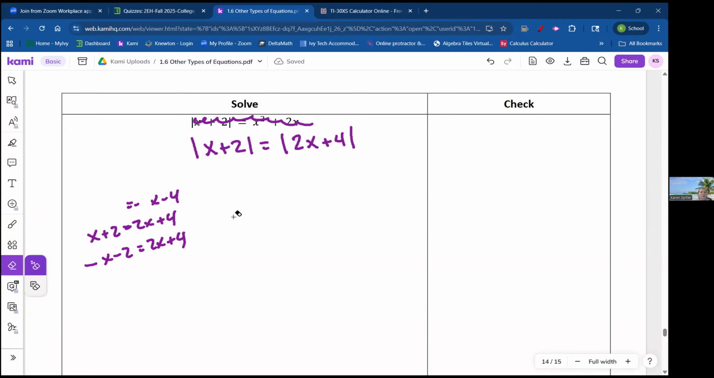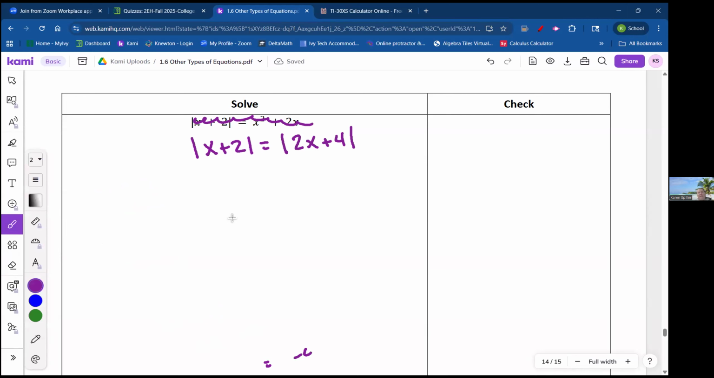So your job is to just pick one of the absolute values to stay the same, and one of the absolute values to make the opposite. How I do that is I keep the left the same, so keep this one the same, and this one we're going to change.